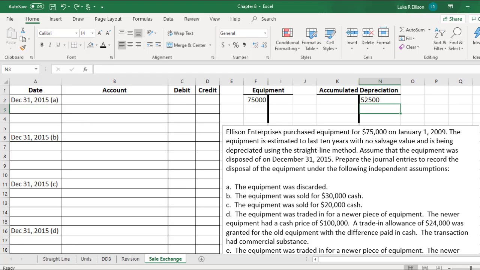Alright, now we can move on to part A, which says that the equipment was discarded. So if the equipment was discarded, we have to get rid of the balance in the equipment account and the associated accumulated depreciation. First, let's think about the accumulated depreciation. This has a $52,500 credit balance, so in order to get rid of that balance, we'll have to debit it for $52,500. So let's do that.